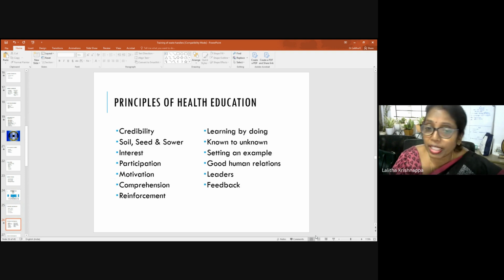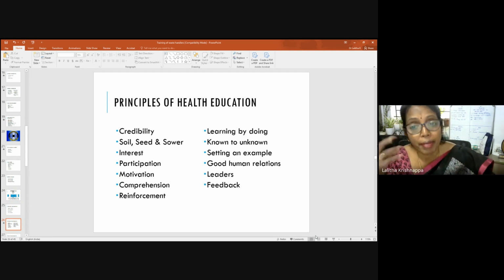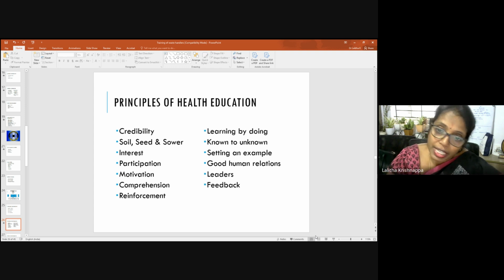and give an opportunity, especially learning by doing, role play and demonstration. These are the things which will remain in their mind very long. And always start from known to unknown. Don't go directly to the unknown. Start with what they know, and from there you build up your concepts and teach them.